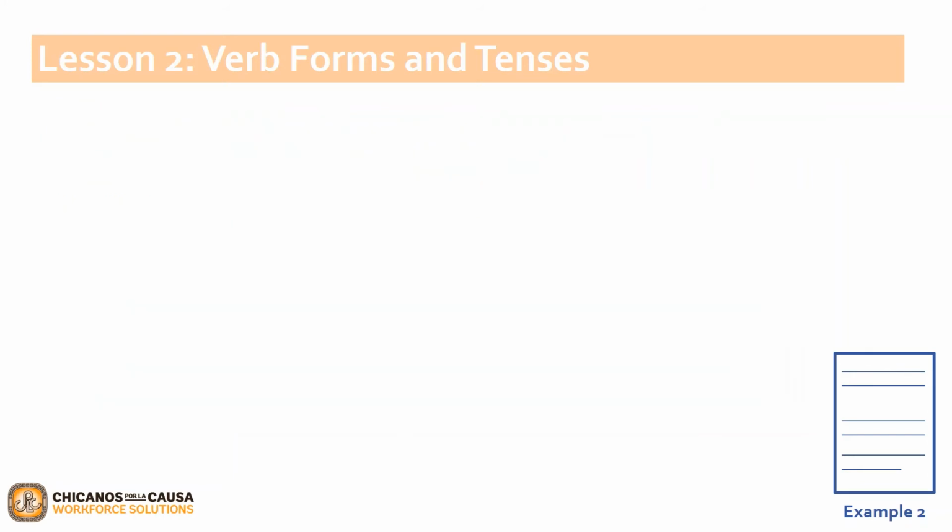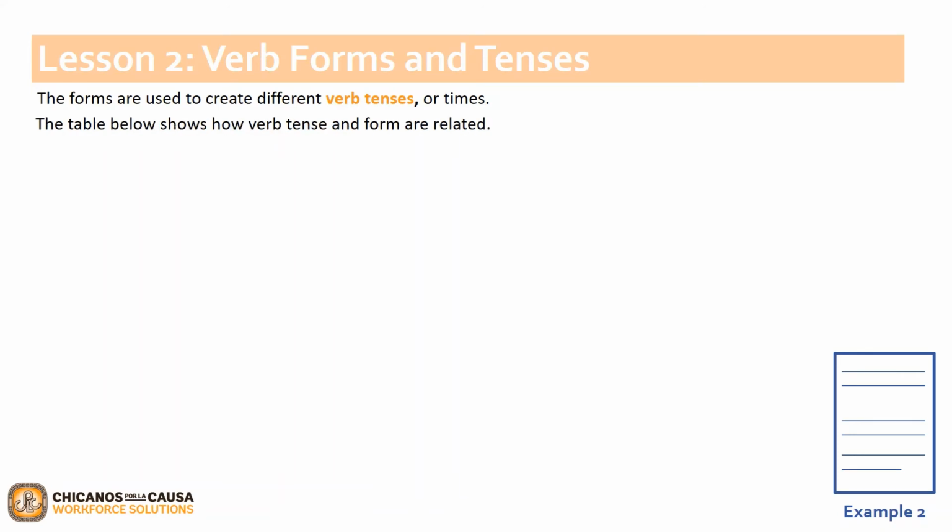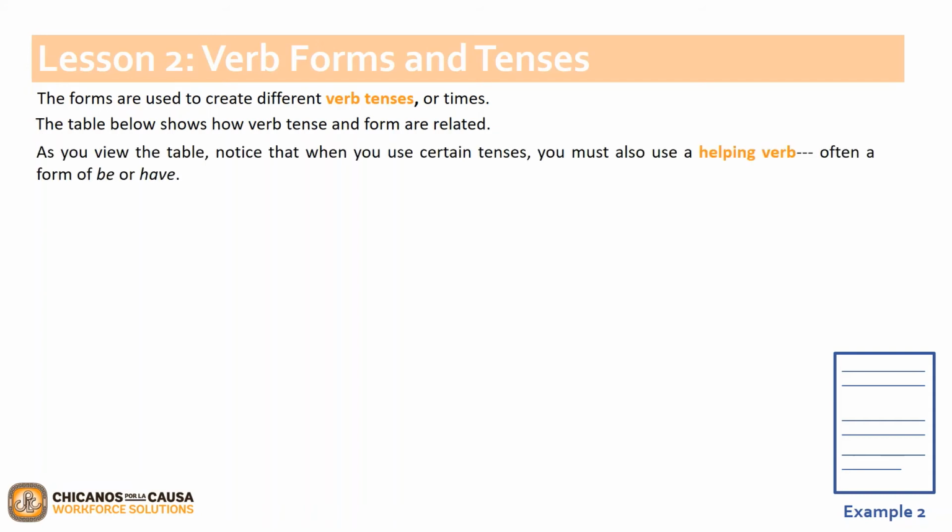The forms are used to create different verb tenses or times. The table below shows how verb tense and form are related. As you view the table, notice that when you use certain tenses, you must also use a helping verb, often a form of be or have.